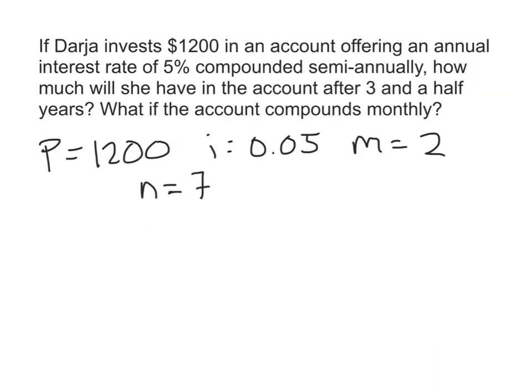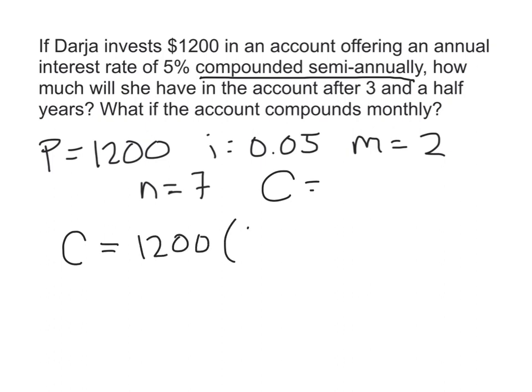This problem has the same variables, except now instead of saying simple interest, it tells me that the account compounds at a certain rate, in this case semi-annually. So I know then I should use the compound interest formula because I see the word compounded.